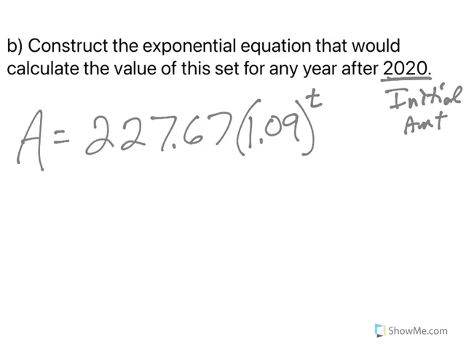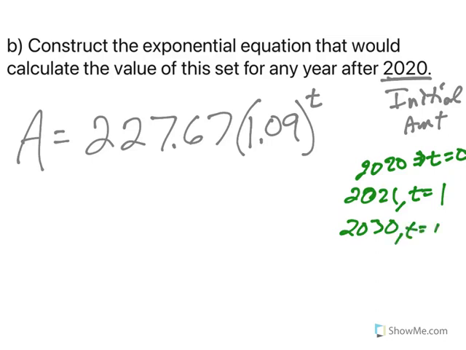Now, with this being said, because 2020 is the initial year, that means in 2020, T equals 0, because that's the initial year. So 2021, T would be 1. Okay, that's how that works. If we were talking about 2030, T would be 10 because it's 10 years after 2020. That's how that idea works.